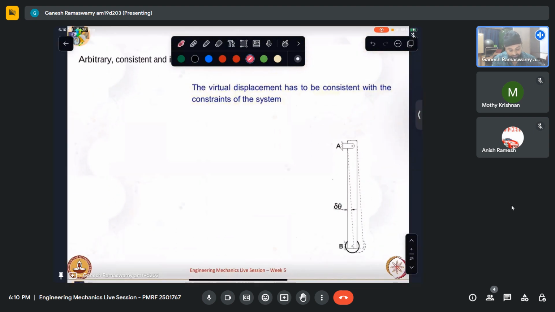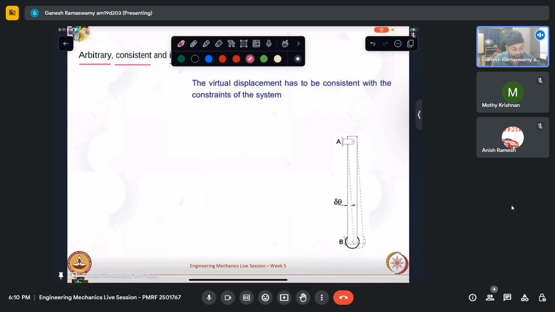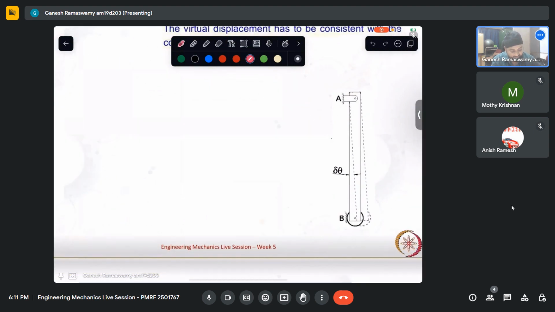And find out our active force relations. Okay. So we have an arbitrary, consistent, and infinitesimal virtual displacement is what we will give. If we look at this system on the right side, it has a hinge here and a roller support here. We know that a roller gives a constraint like that. So it will have two reaction forces like that by the pin, and one reaction force like that, because the roller is essentially giving only one restraint.